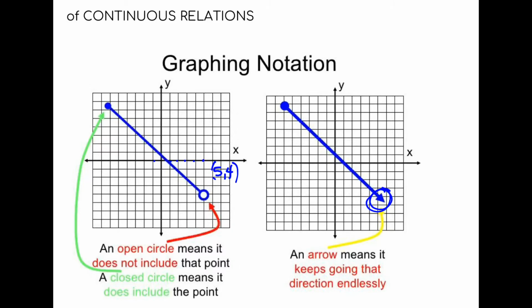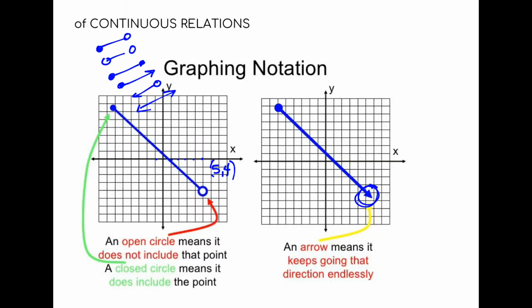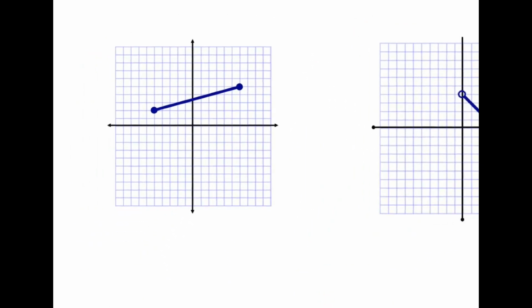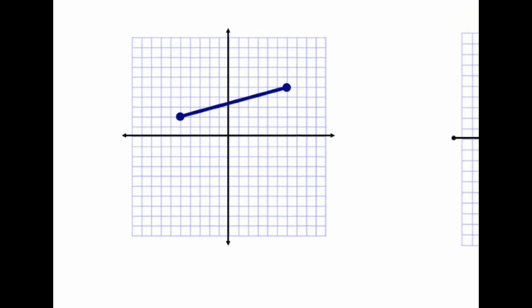And we can have any combination of these three different types of endpoints. We can have two closed circles, we can have two open circles, we can have a closed circle and an open circle, or a closed circle and an arrow, an open circle and an arrow, or we can have two arrows. And we're going to look at some of these options in the next graphs. So let's get started and look at the first set of graphs here.